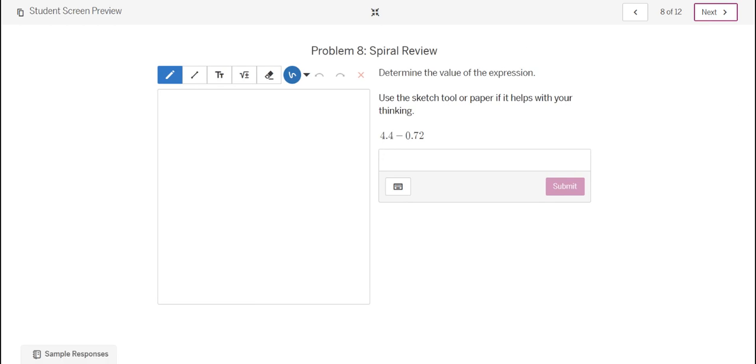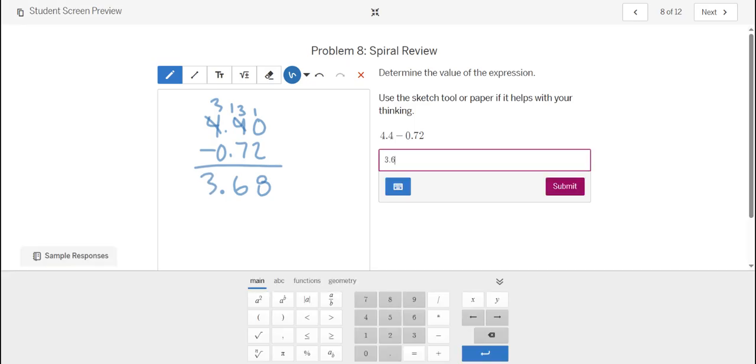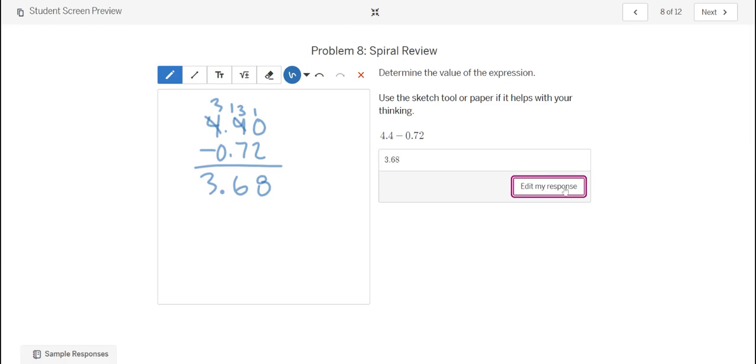Use the sketch tool or paper if it helps. It's just a subtraction problem. 4, I'm going to put a 0, like $4.40 minus 0.72. 14 becomes a 13. That becomes a 10. I get 8, 6, and $3.68. Submit.